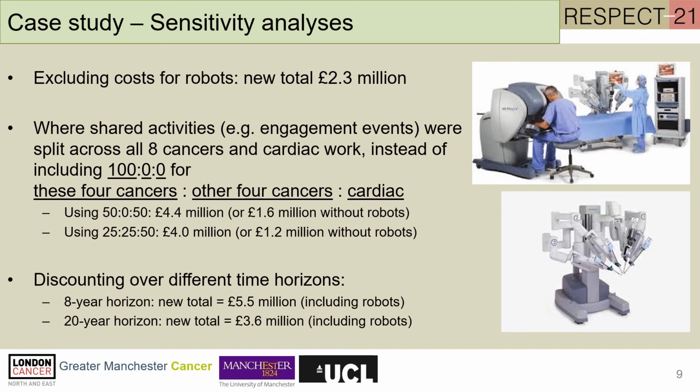We can also look at using different time horizons. So for a slightly shorter horizon, we get a slightly higher total, as you'd expect. And for a longer time horizon, we get a lower total. And these are the figures here, including the robot costs. But you can imagine that they decrease correspondingly if you take out the robot costs.